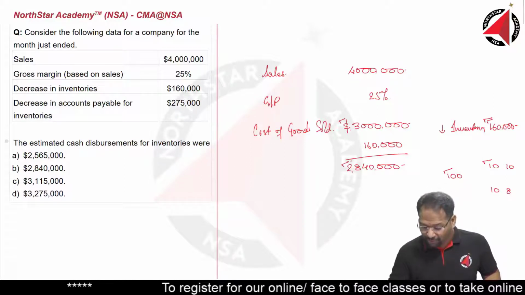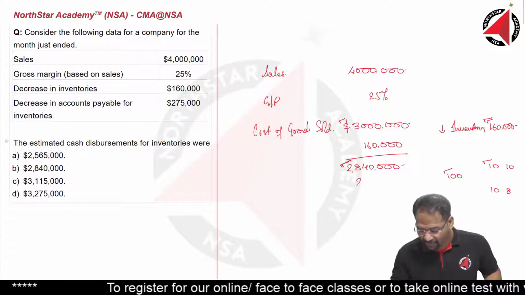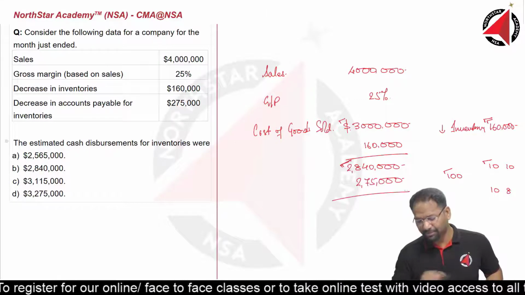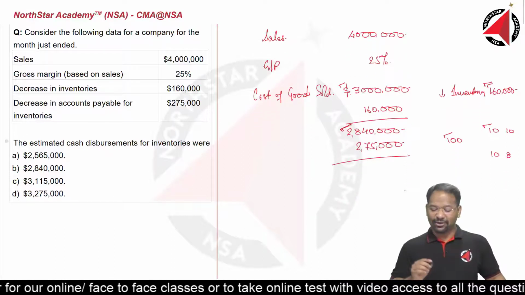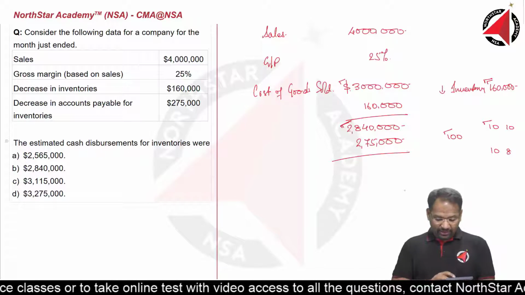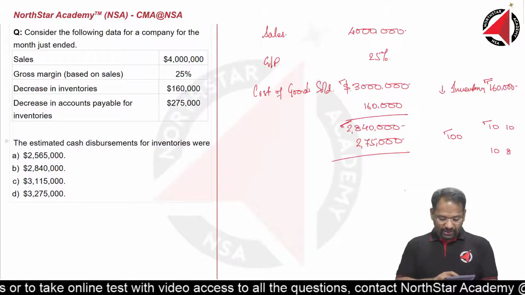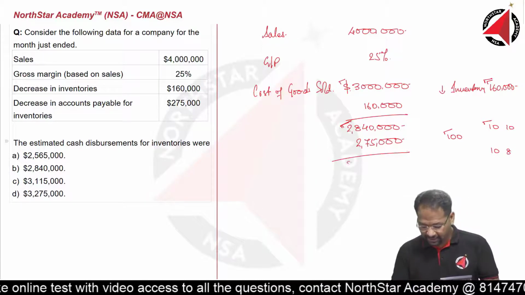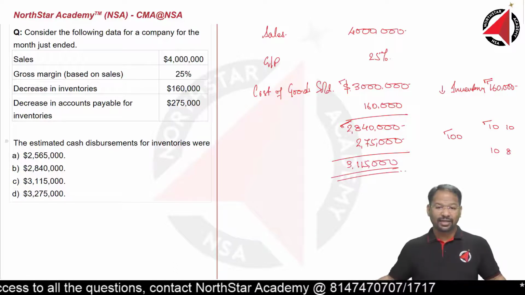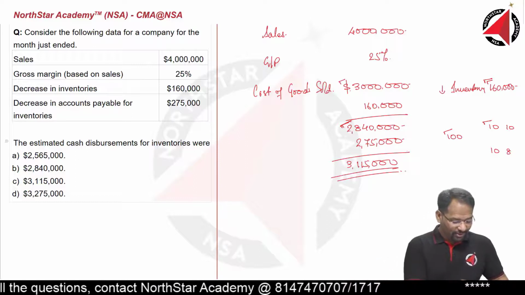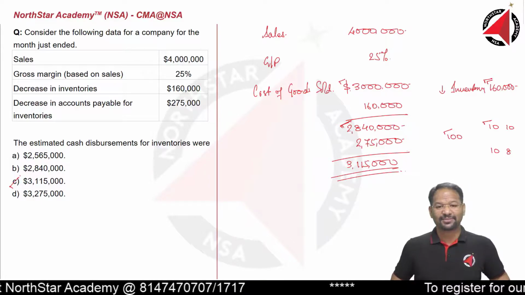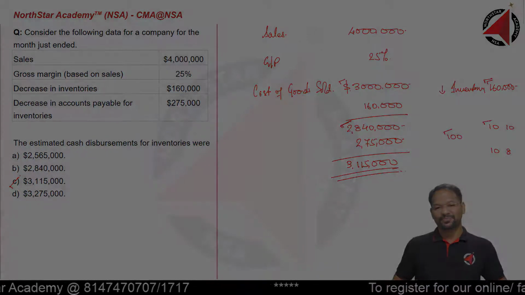So how much more must we have paid in addition to this? $275,000 more towards the accounts payable. So how much is the total paid? $2,840,000 plus 275,000 gives $3,115,000. So the correct answer would be option C, $3,115,000. Thank you.